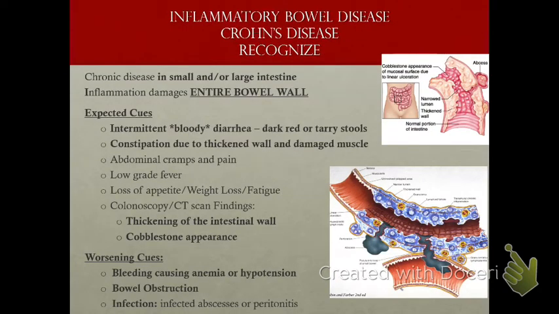So we're going to talk about Crohn's and ulcerative colitis together. So celiac disease, gluten-free diet. Crohn's and ulcerative colitis, they have the same treatment and the same teaching, so I put those together, but the symptoms are a little bit different. Crohn's damages your entire bowel wall. I love the picture here of what is going on in a Crohn's attacked section of the bowel because it looks pretty hairy.